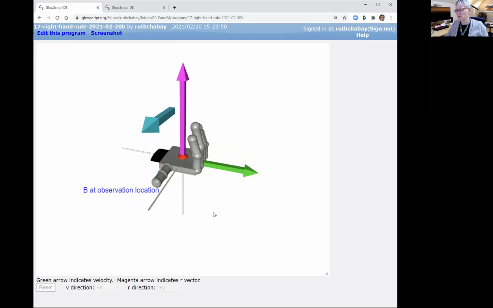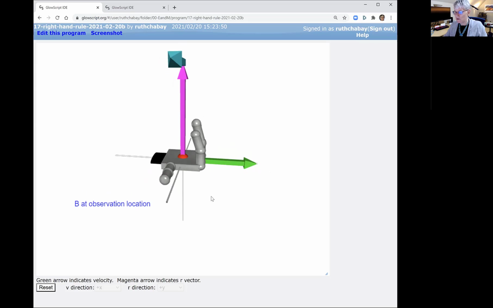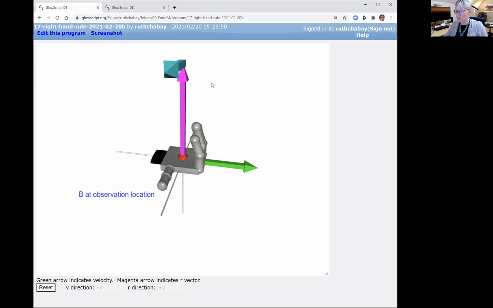So we actually kind of have to move this arrow. We can't move our thumb, but we can move the magical cyan arrow that was sticking out of our thumb to the observation location. So the result of applying the right-hand rule here was that if the velocity of the proton was in the plus x direction and we wanted an observation location on the plus y-axis, then we find that the magnetic field at that location due to that proton at that instant is in the plus z direction.